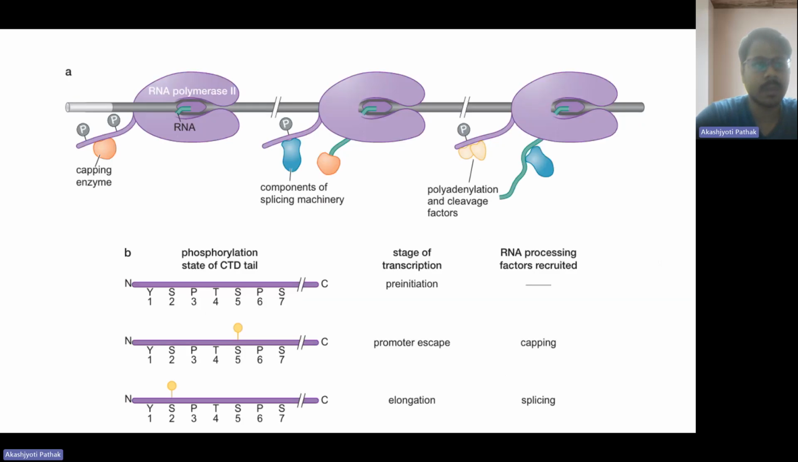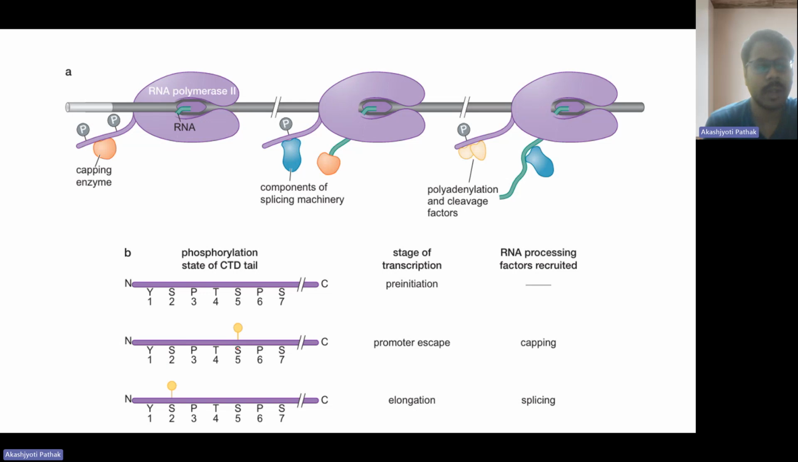So yes, this is what I was explaining here. This RNA polymerase has a C-terminal tail, and this C-terminal tail is composed of a heptapeptide. Heptapeptide means there are seven residues which constitute the C-terminal tail of the RNA polymerase. So these are YSPTSPS. As we learned in earlier lectures, phosphorylation takes place on serine, threonine, and tyrosine residues.